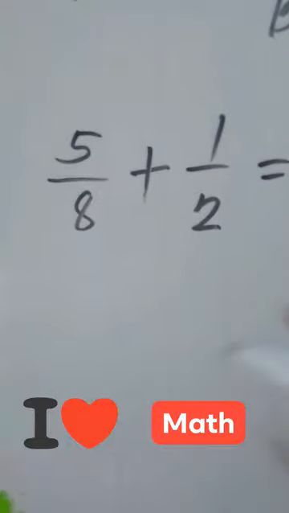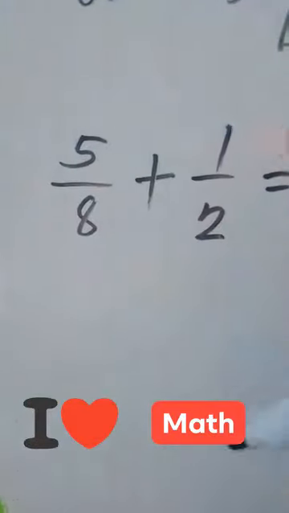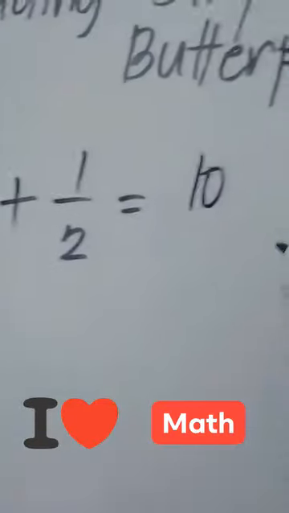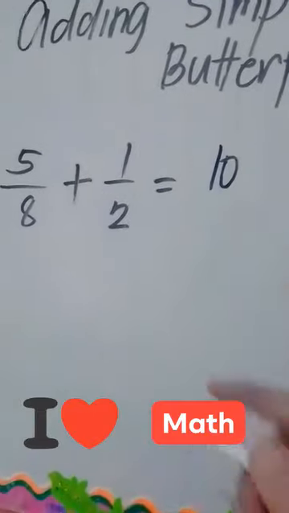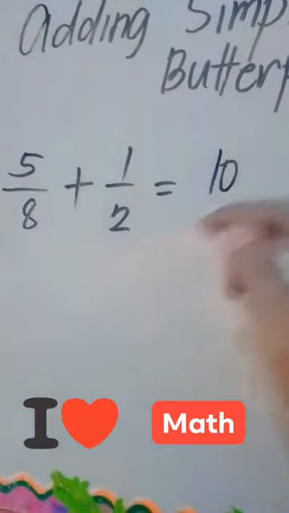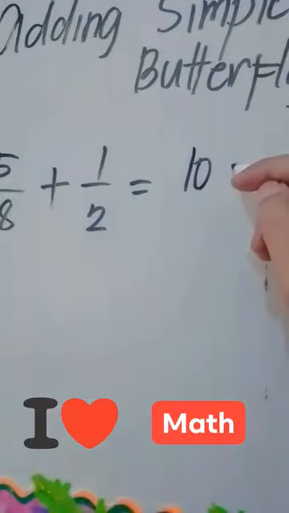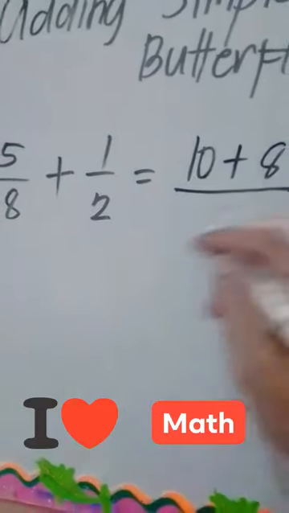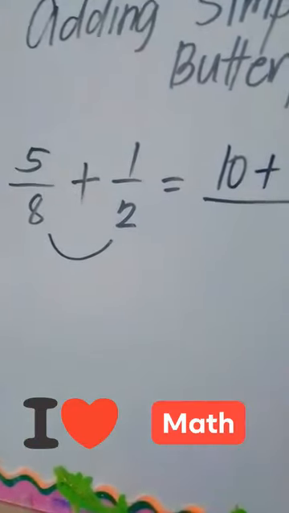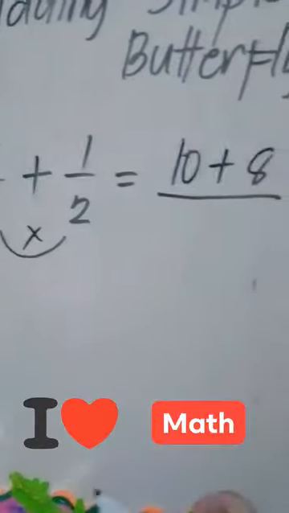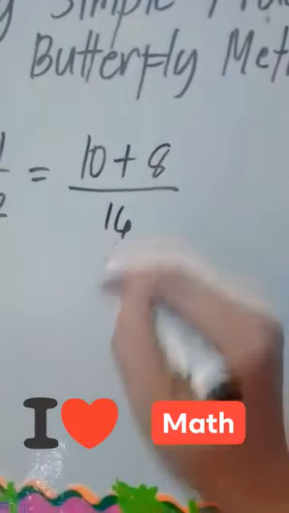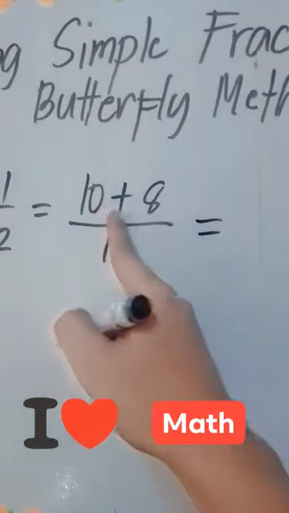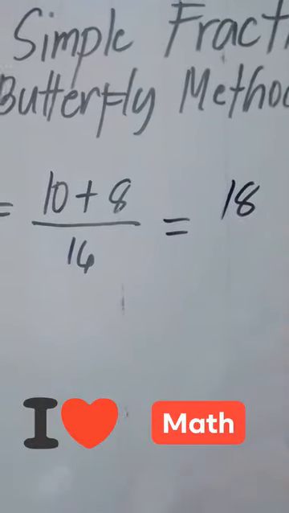First thing to do is to multiply 5 times 2 equals 10. So next is 8 times 1. Since this is plus, we write here an addition sign, then plus 8 over, so just multiply this one, 8 times 2. So 8 times 2 equals 16. So next is add 10 plus 8 equals 18.